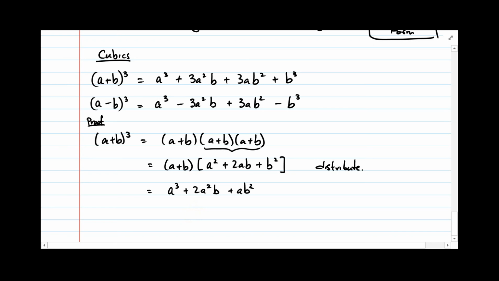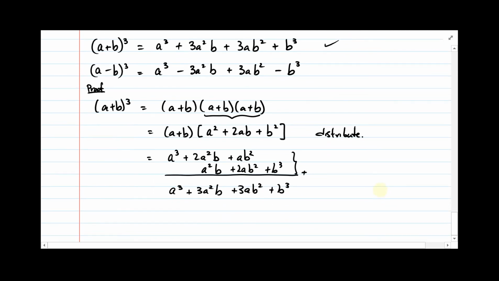And this is why I like to teach the vertical form. I'm actually going to make my life easier rather than hunting for the various terms. Multiplying throughout by b, I got a squared b, so I'm going to write it underneath, like terms underneath each other, 2ab squared and b cubed. So if I now add, I end up with a cubed, 3a squared b, 3ab squared, and b cubed. Alright, which is exactly what we got there.